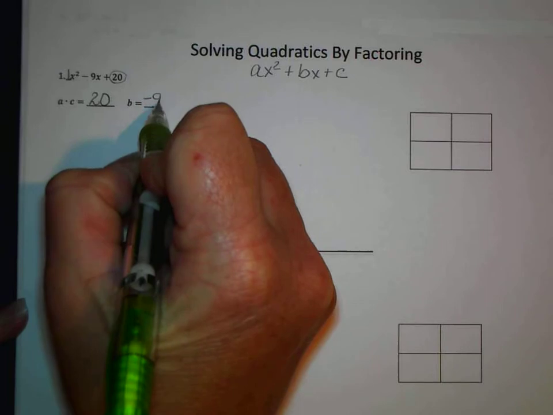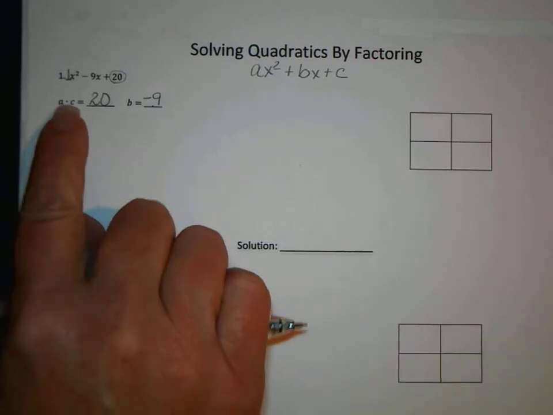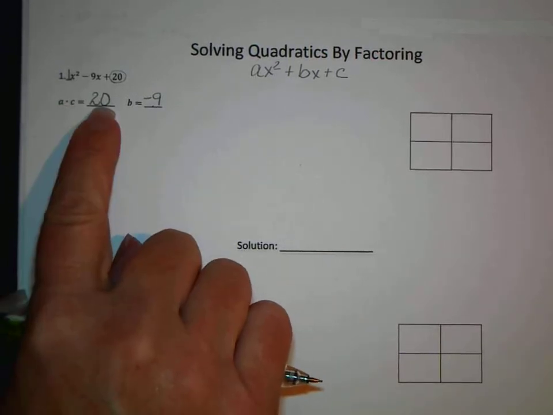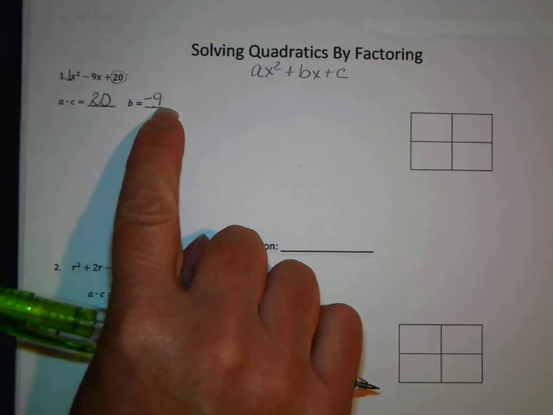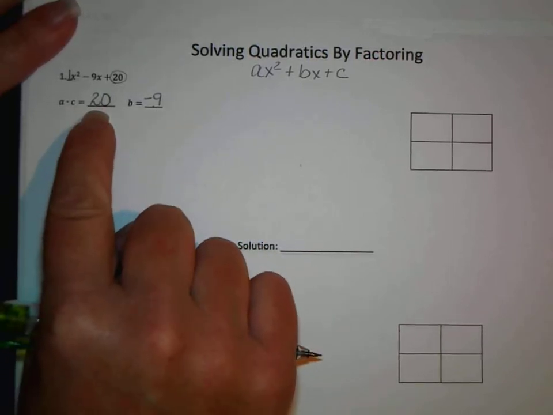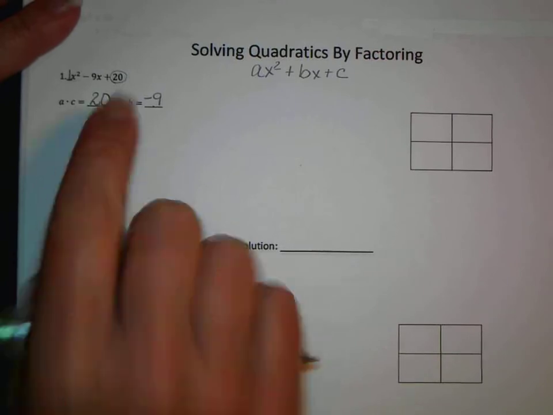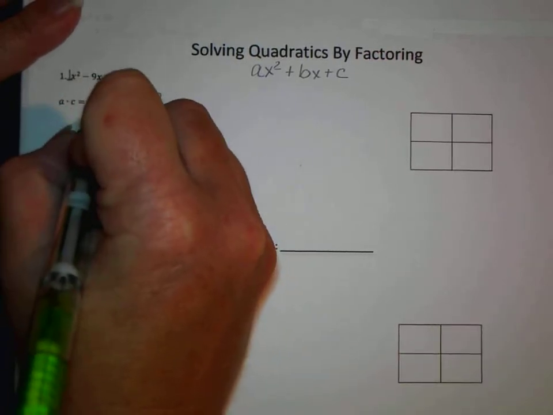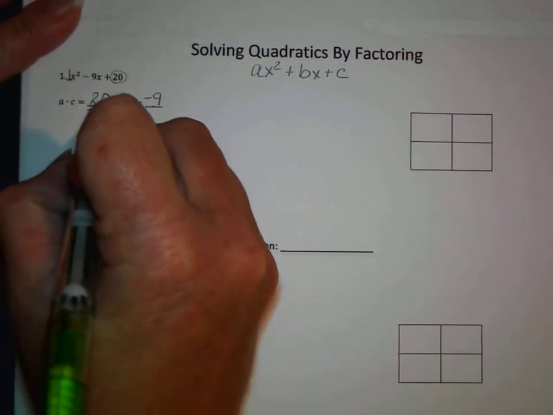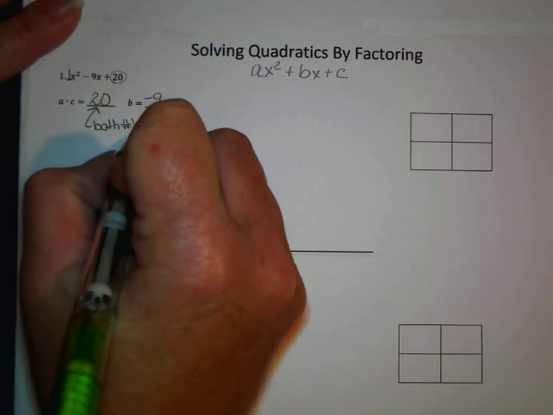Now those two numbers are very significant. Your job now is to find two numbers that when you multiply them together, you get 20, but when you add them together, you get -9. But there's a couple little things you need to think about. Two numbers, when you multiply them together and you get a positive 20, what do we know? We know that both numbers have the same sign.